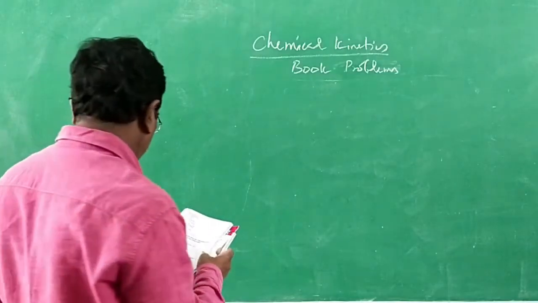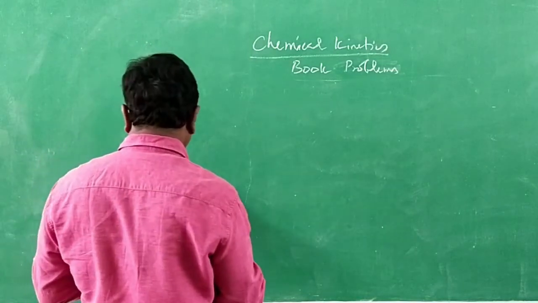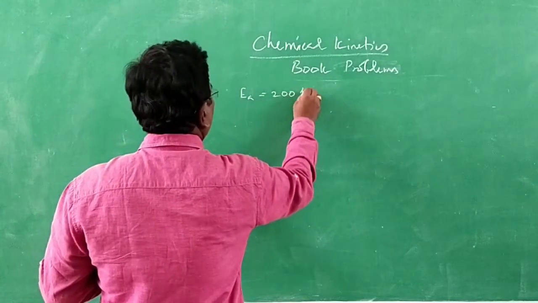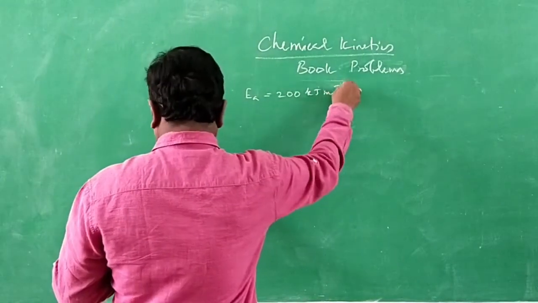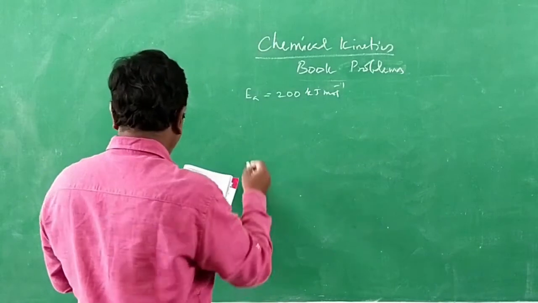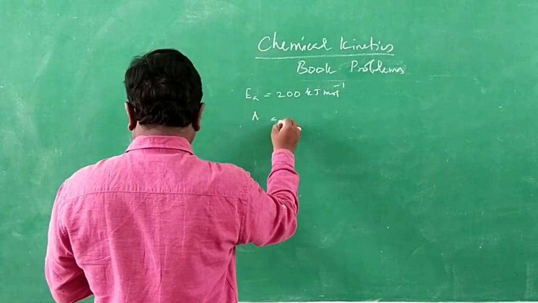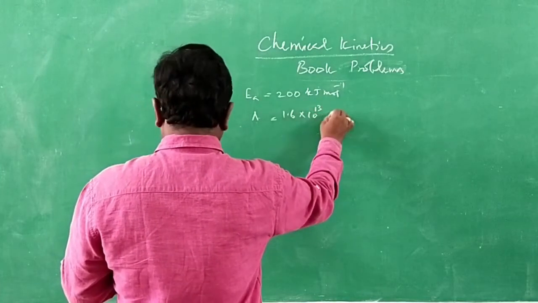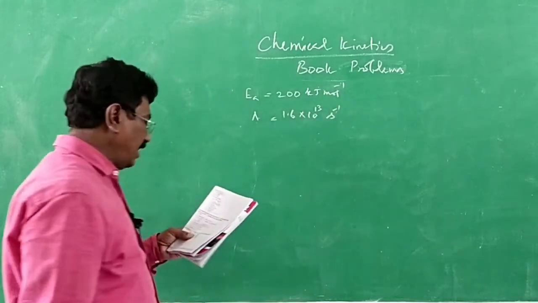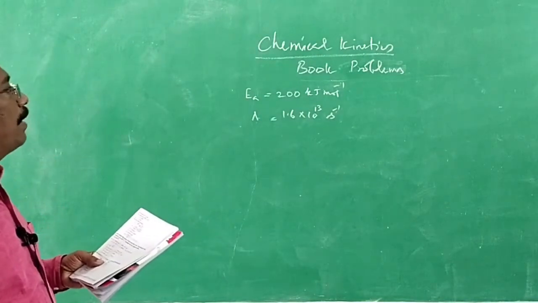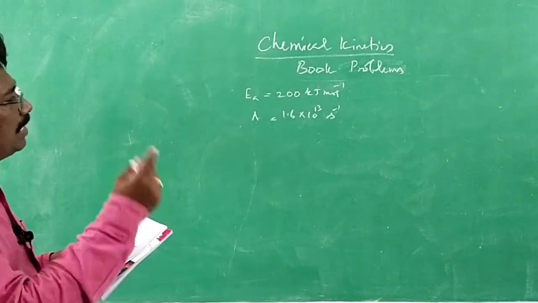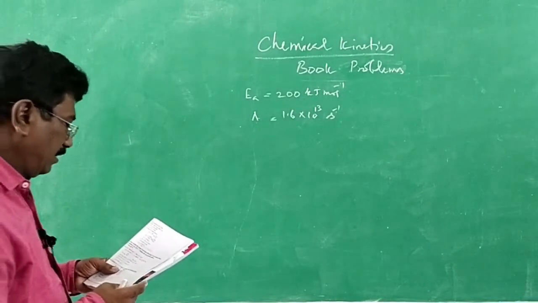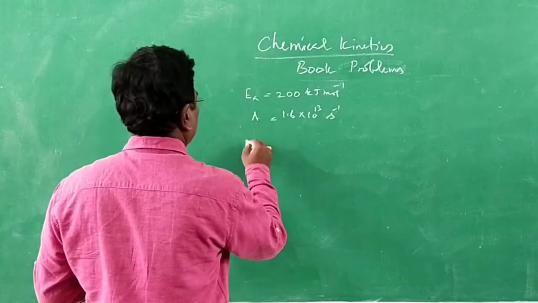A gas phase reactant has energy of activation EA equal to 200 kilojoule per mole. If the frequency factor of the reactant is A equal to 1.6 into 10 power 13 per second. These many collisions per second, that is the meaning. When I say A is equal to 1.6 into 10 power 13, that many times within a second collisions are happening. Calculate the rate constant at 600 Kelvin.